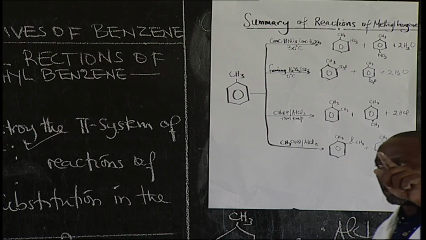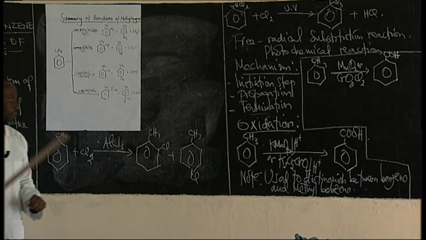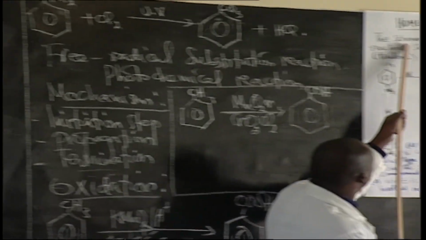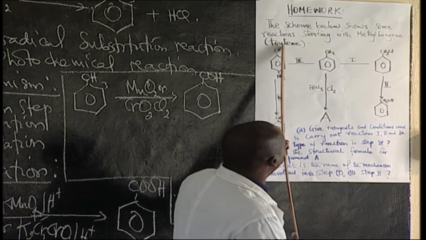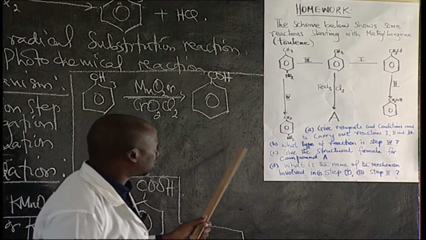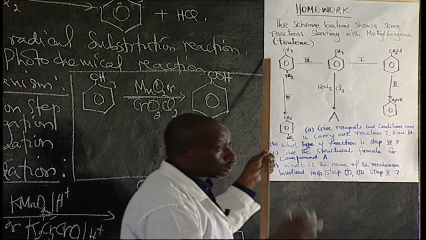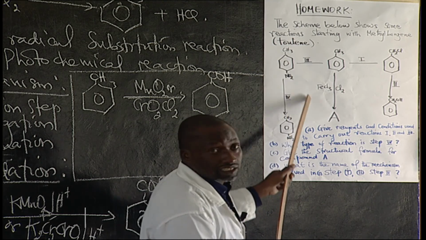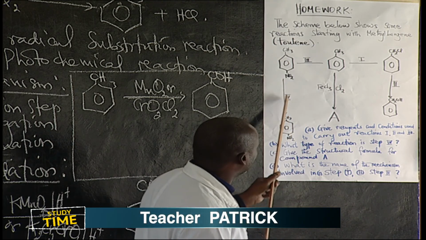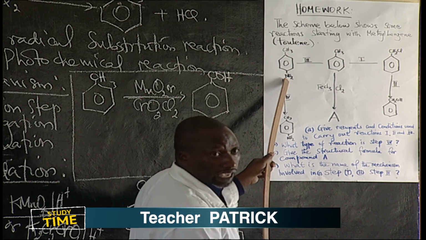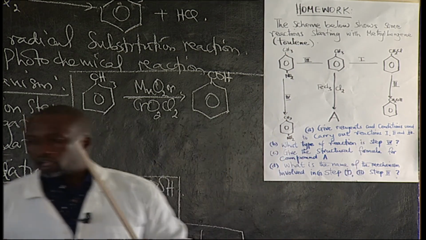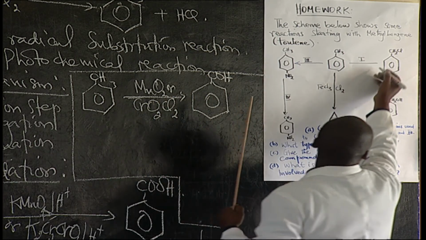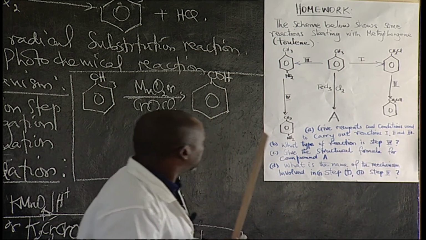So I would like to end our lesson here, but before I leave, I just want to take you through the homework. Try this, please. The scheme below shows some reactions starting with methyl benzene. I extracted this question from a national exam paper. I don't remember the year, but if you can check in those papers, then you can still get the same question, because that is where I extracted it. Methyl benzene has a nitro group. This is a step. I have to make that one clear. So this one is moving to this side. And this one is also moving to that side. I hope it is very clear.